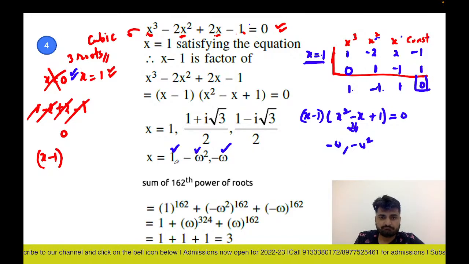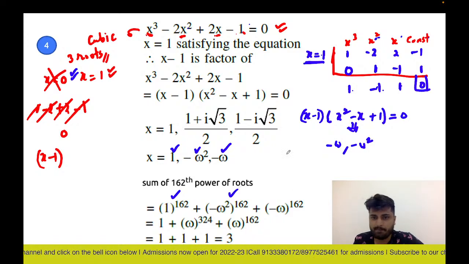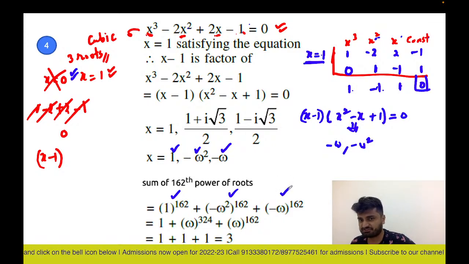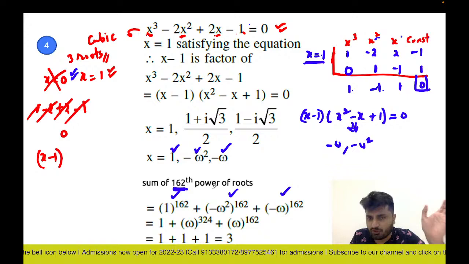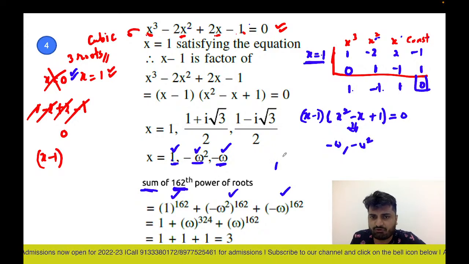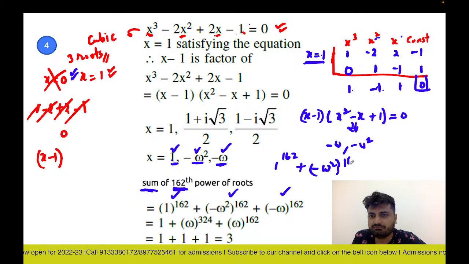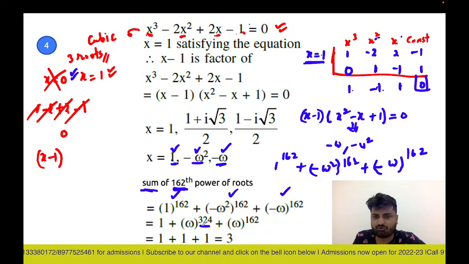So what will happen now? So 1 power 162, minus omega square power 162 and minus omega power 162 we will get. Because we need to find out the 162nd power of all the roots and add them up. So we identified that 1, minus omega and minus omega square are the roots. So we need to find out 1 power 162 plus minus omega square whole power 162 plus minus omega power 162. So 1 power 162 is 1. Minus 1 whole square. So again this is 324.